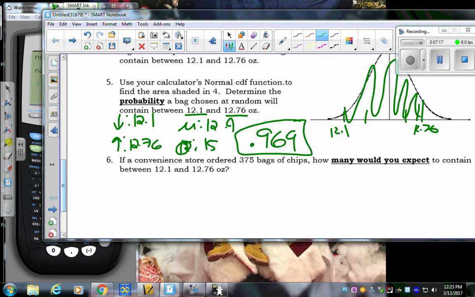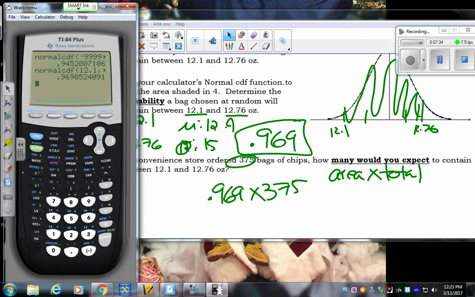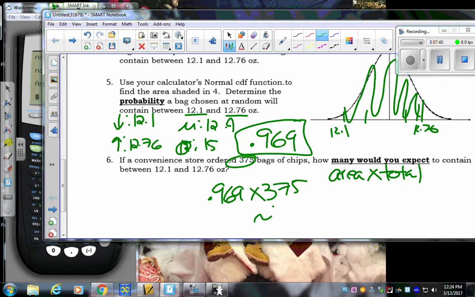Then it says, if the convenience store ordered 375 bags of chips, how many would you expect? Remember, for how many, you're doing the area times the total sample size. This store ordered 375, so I'm doing the 0.969 that we figured out times 375. Usually in these problems, when I'm asking how many, we round down. We never round up. So about 363 bags.